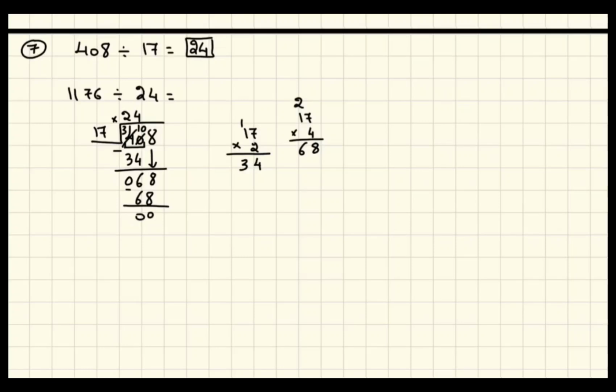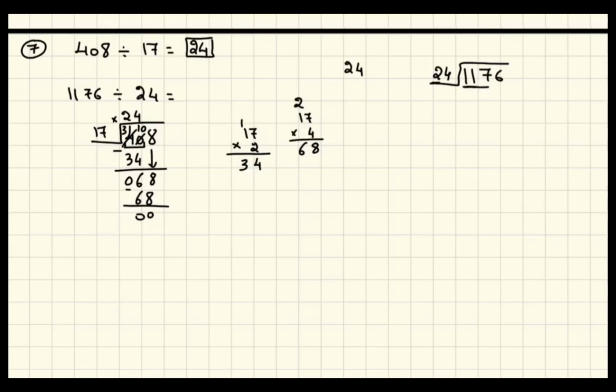Now, we do 1176 divided by 24. 24 times how much will give me this number? I don't know, so I check. 1 is smaller than 24, I cannot. I take 11. Smaller than 24, I cannot. I take the first 3 digits, so we get 117. Now let's try.